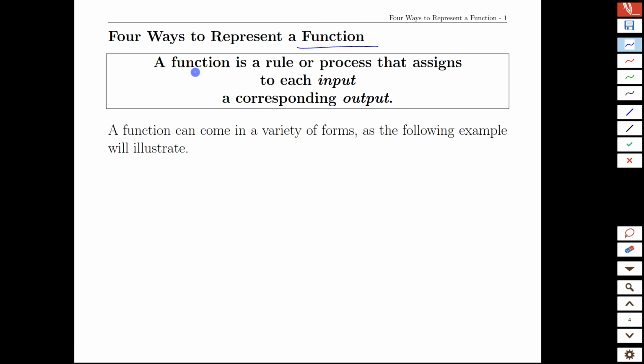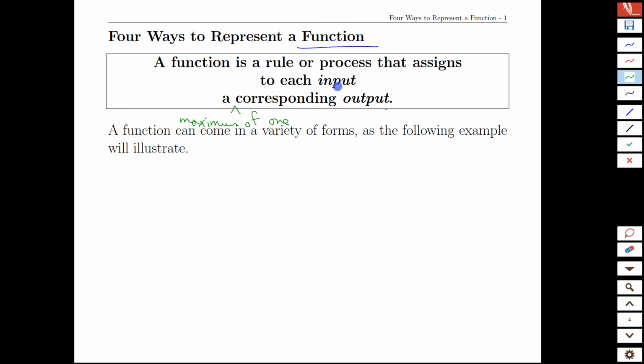Going back to the original definition you probably saw of functions, a function is a rule or process that assigns to each input a corresponding output. And there's a little subtext here that's usually implied by the context: there's a maximum of one corresponding output. In other words, we can only get one output, not two or three or four or five, and some inputs might not have an output at all, like square root of -1 doesn't have a real output.